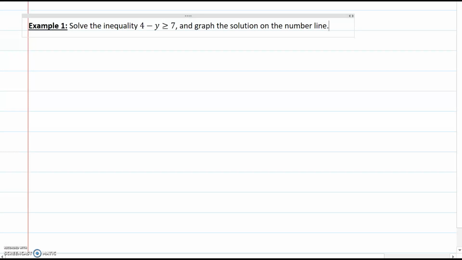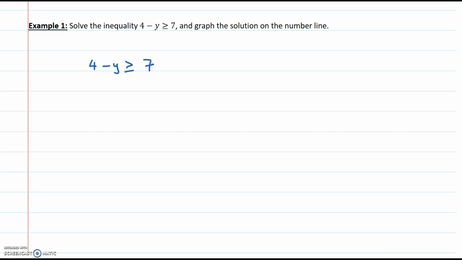Okay, so here we have to solve a simple linear inequality. 4 minus y is greater than or equal to 7, and then we're going to graph the solution on the number line. So if we start off just by writing out the question, 4 minus y is greater than or equal to 7.